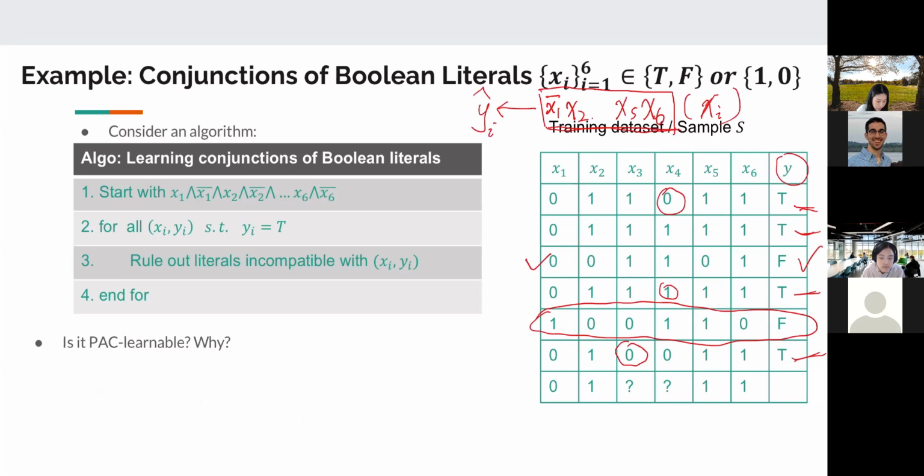All right. So now we've already seen that this is a realizable and consistent case. Then I'm going to ask you, is this PAC learnable? Why? Is this PAC learnable?